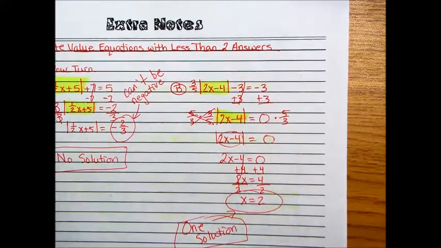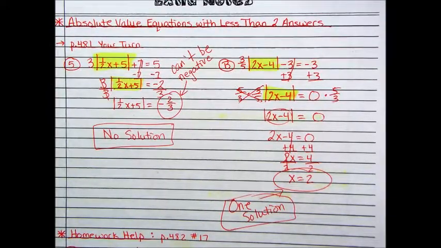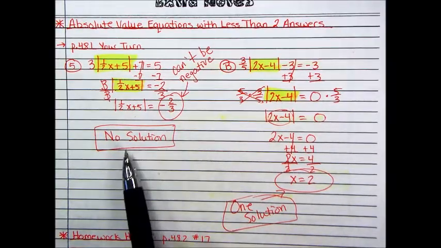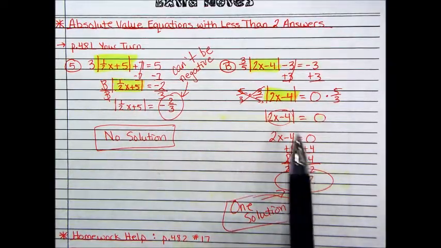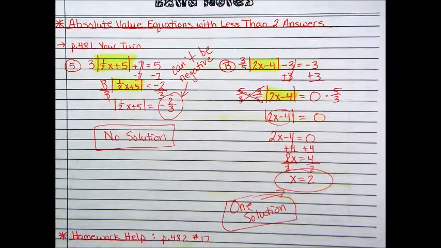So the lesson from this is almost every absolute value equation has two solutions. But you can't get a negative answer to an absolute value problem. So that's no solution. And you can't get two solutions when it equals 0 because there's not a positive and a negative 0.